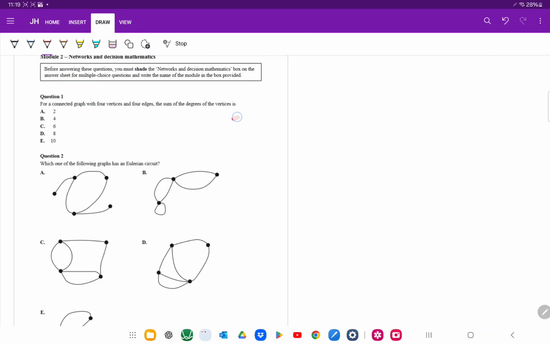the graph. Got 4 edges, 4 vertices, 2, 2, 2, 2. Yeah, 2 is the answer.